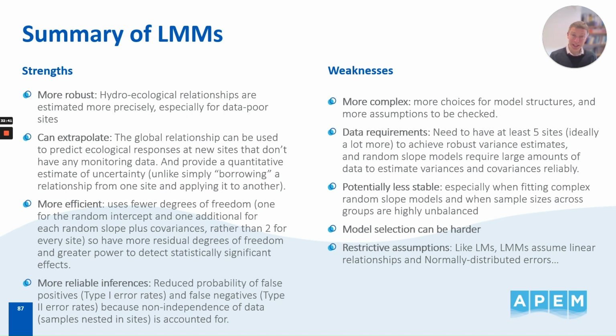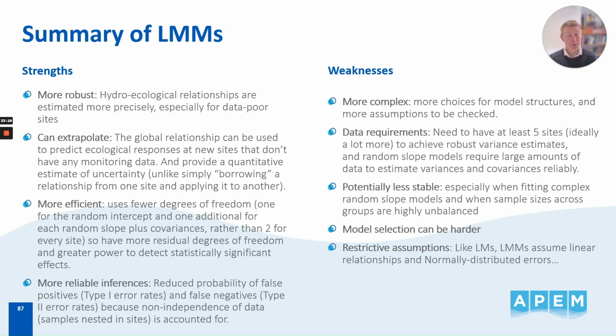Moving across to the weaknesses column, these linear mixed effects models are a little bit more complex, as we've seen, and that brings with it more choices in terms of how we structure the model and also more assumptions that need to be checked. They are also a little bit more data hungry. As an absolute minimum, you need at least 5 different sites or sampling locations, and ideally a lot more, ideally 10 to 20, in order to get robust variance estimates. And if you're trying to fit models with random slopes, particularly if you've got random slopes for several different predictor variables, then you do need quite large amounts of data to be able to get reliable coefficient estimates and also to get your models to fit.